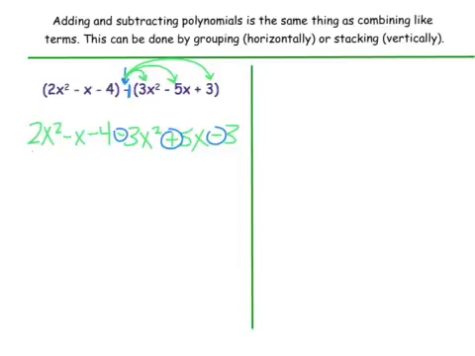Next, we're going to combine our like terms, so I'm going to underline things that are similar. So I have my x squareds, my single x's, and my constants, or the numbers. And then I'm going to combine them.